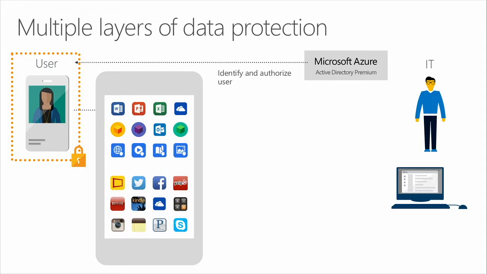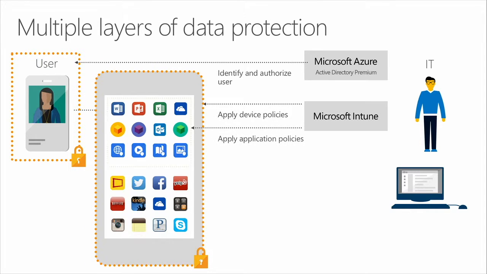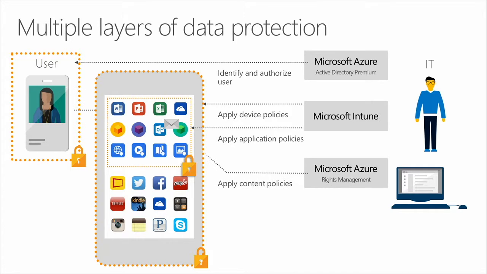And this lets us use that identity as a common control plane to identify and authorize the user. Then we used Microsoft Intune to apply device policies and, as we'll see in a few moments, apply application policies. Next, we used Microsoft Azure Rights Management in order to apply content policies. Those are the templates you saw before. So we can protect devices, apps, data based on identity across these devices.